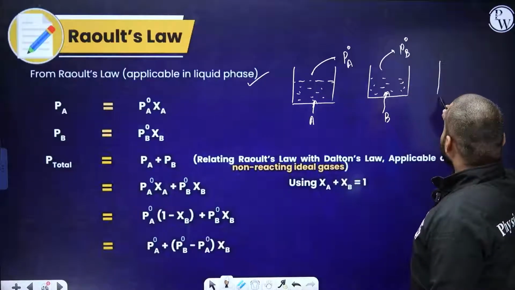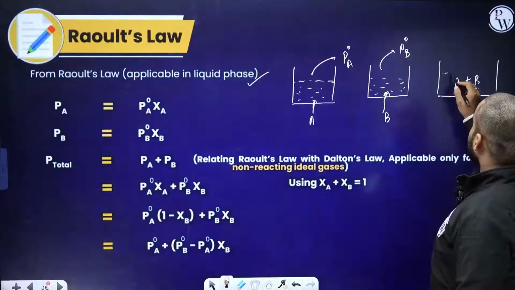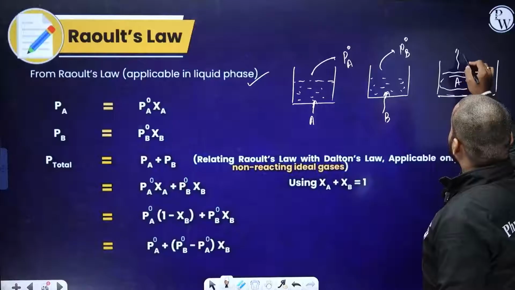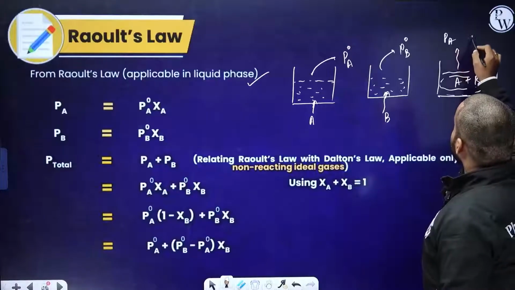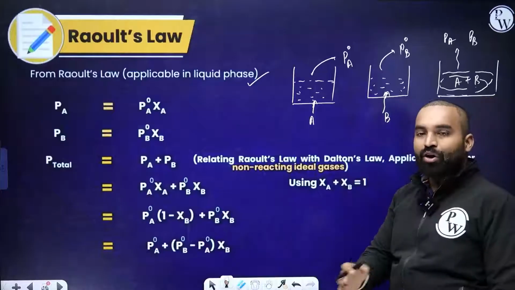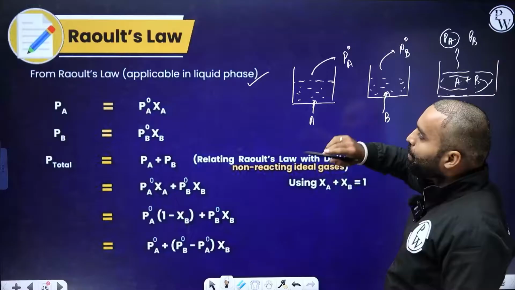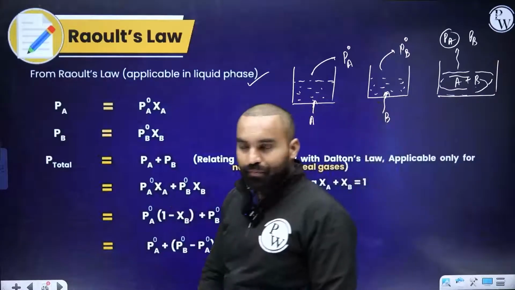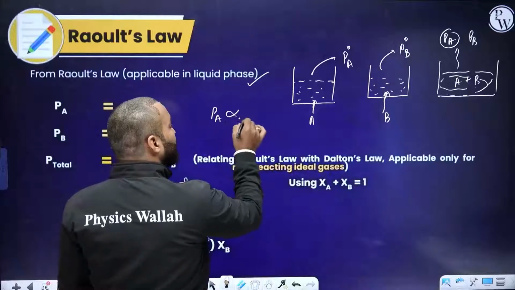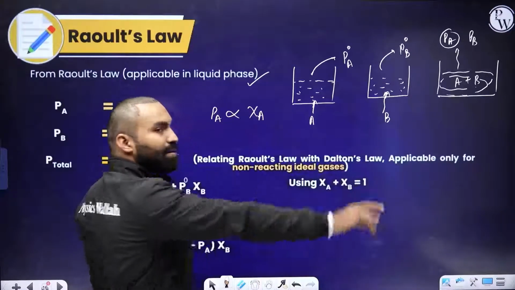But now when I take a mixture of A and B, this is A plus B, some amount of A is present, some amount of B is present. Now the pressure here, PA and PB will be valid. They will no longer be P naught A, P naught B. The vapor pressure, PA, is known as partial pressure. Partial pressure PA is now directly proportional to how much of the component is actually present.